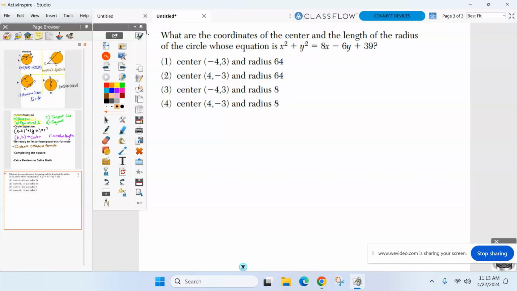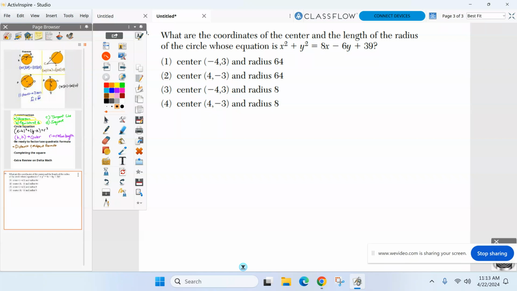All right, ready to roll? Let's do this, kids. I picked the most disgusting looking problem I could find right off the bat, because that is a hot mess, that equation that I need in center-radius form. I need your help. First, we need to reorganize this thing, don't we?